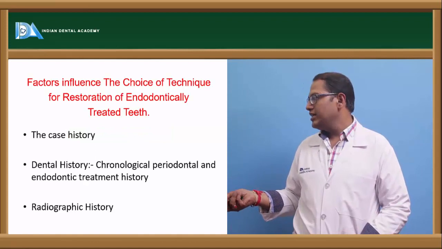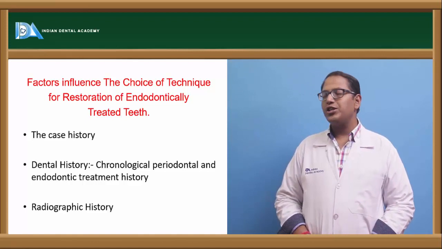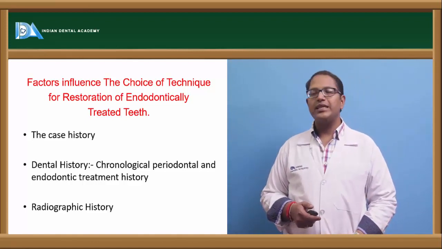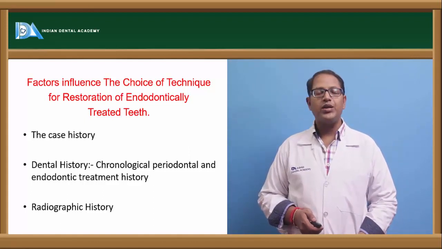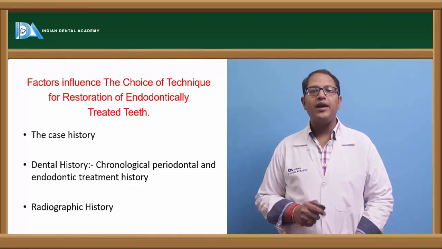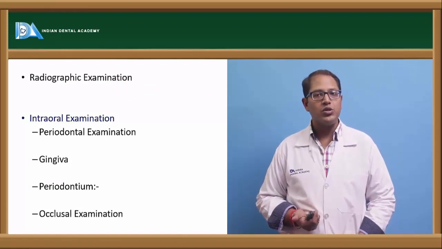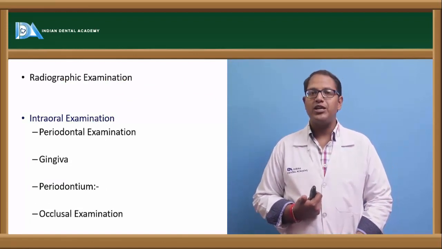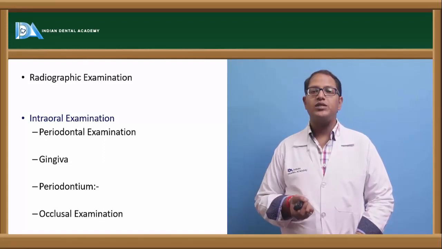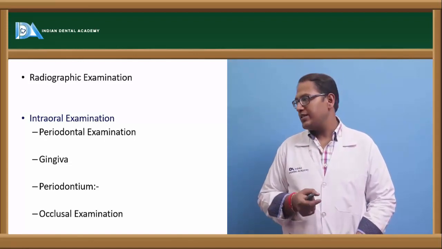Now let's see what are the factors that influence the choice of technique for restoration of endodontically treated teeth. The factors responsible are the case history, the dental history, and the chronology of the periodontal and endodontic treatment history. Radiographic examination is required, and in radiographic examination what are we supposed to see? We are supposed to see the lamina dura of that particular tooth. We have to see the periodontal support, the alveolar bone support, and whether there is any resorption or bone loss specifically.